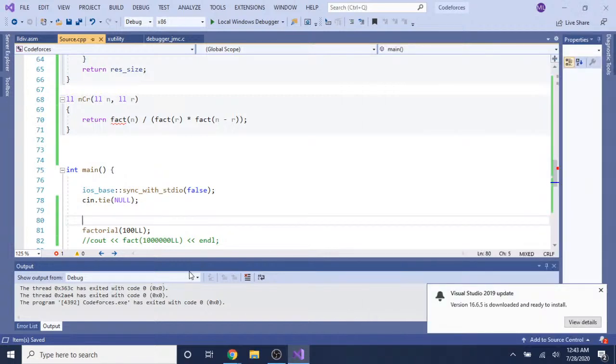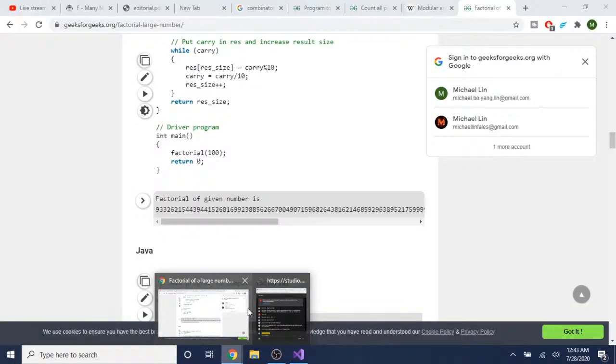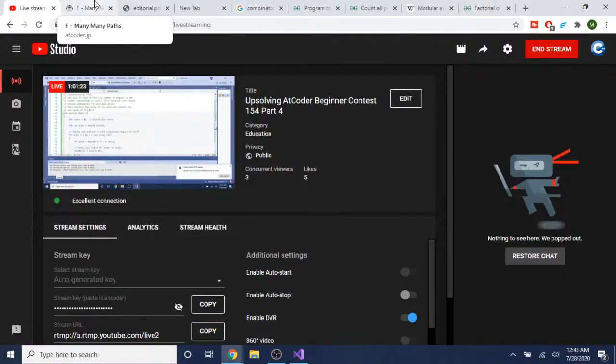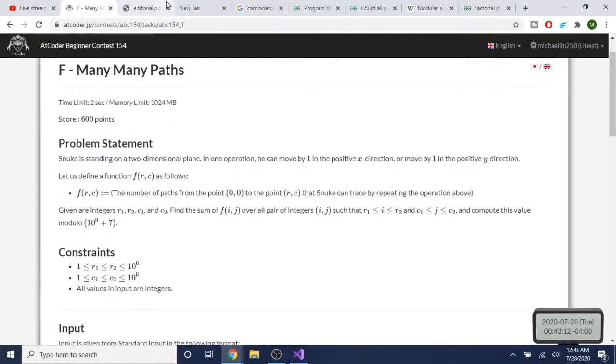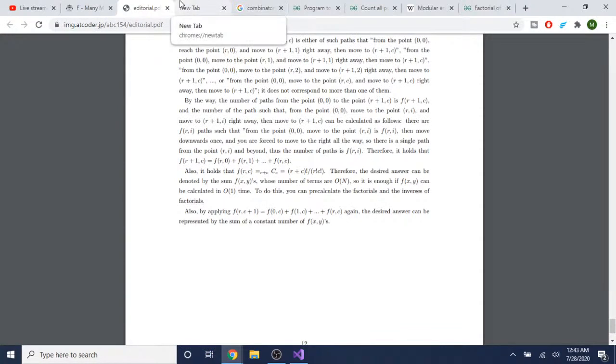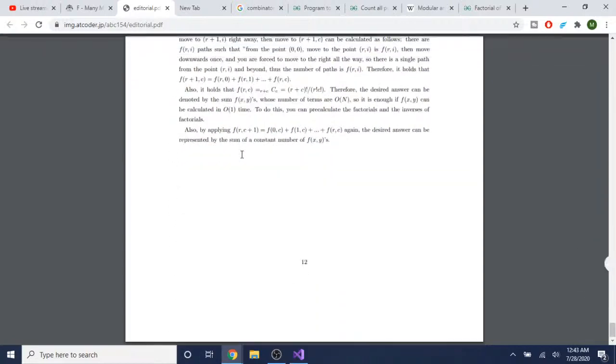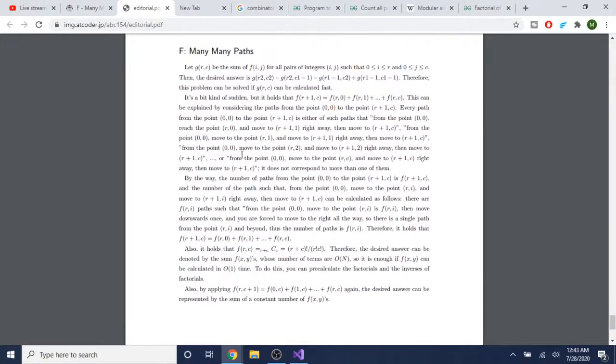Let's see. How are you guys doing in the chat, by the way? I'm thinking about just looking at the solution, someone else's solution at this point. I've exhausted too much effort on trying to do this.